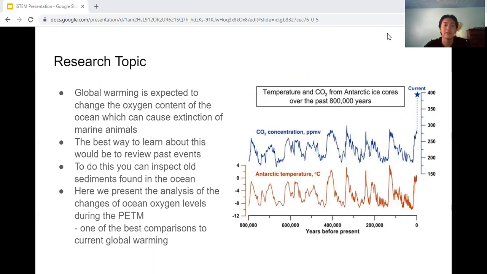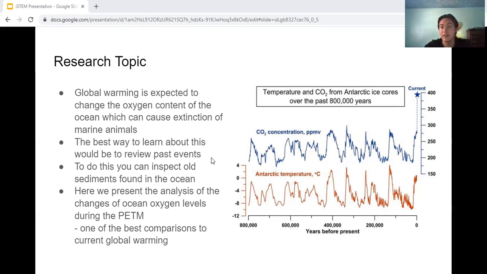Global warming is expected to change the oxygen content of the ocean, which can cause extinction of marine animals. The best way to learn about this would be to review past events. To do this, you can inspect old sediments found in the ocean. We measured the chemical composition of those old sediments, which also tells us the chemical composition of the ocean. Here we present the analysis of the changes of ocean oxygen levels during the PETM, which is one of the best comparisons to current global warming.